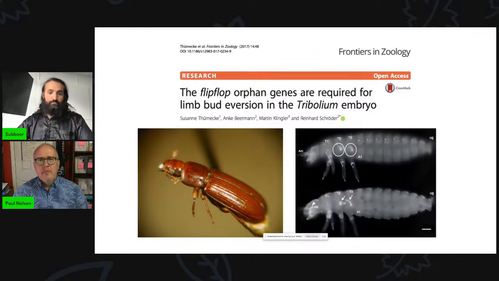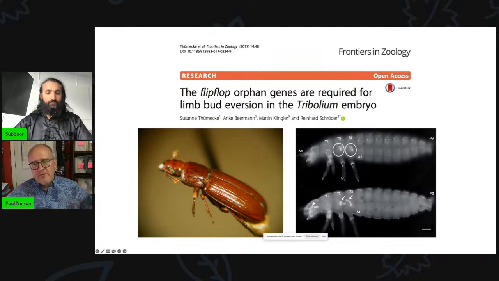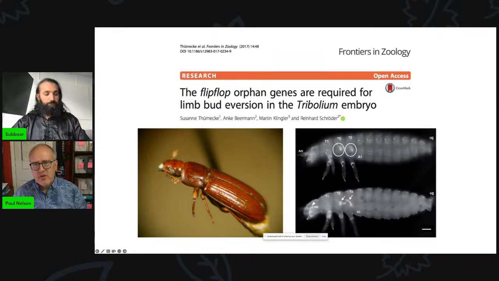Because, let's start with Tribolium. Here's the red flower beetle, a very well-studied insect. It's an agricultural pest. Tribolium appears to build its limbs with an orphan gene called flip-flop. So this German group looked at how the limbs extend from the trunk when they are developing. That's what this image shows here. These are the regions where flip-flop is active.